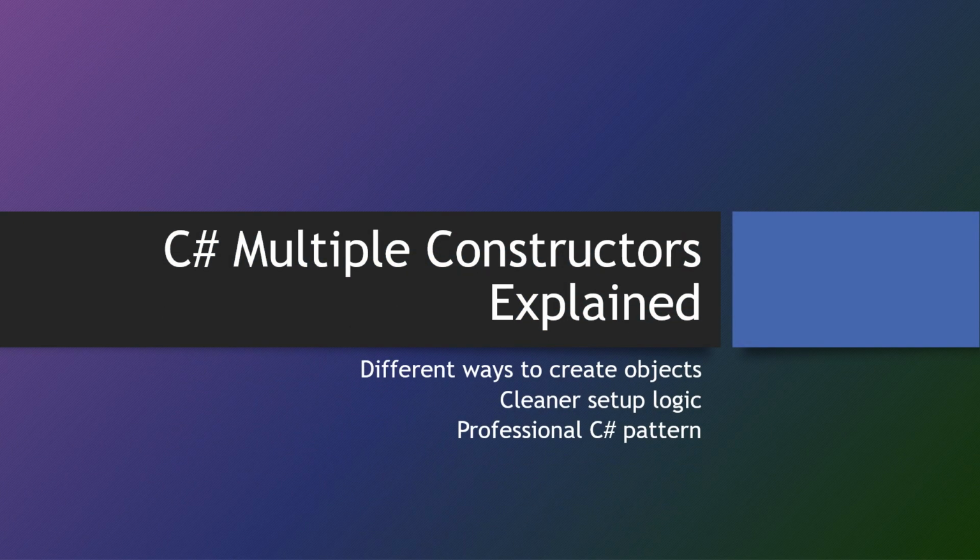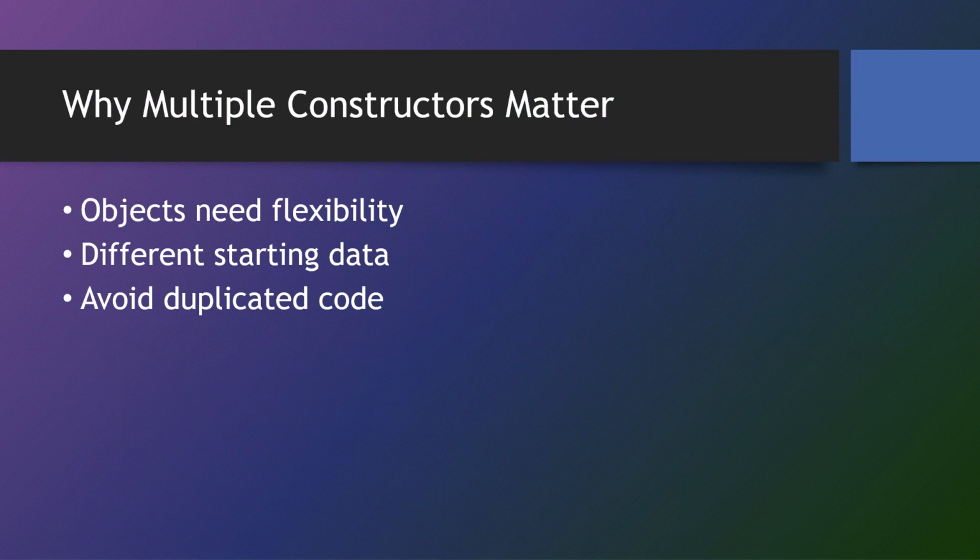Have you ever wanted to create the same object, but sometimes with more information, and sometimes with less? You could write messy setup code, or you could use multiple constructors like a professional. In this video, you'll learn how C# lets you create objects in different ways, how it decides which constructor to use, and how this keyword keeps everything clean and readable.